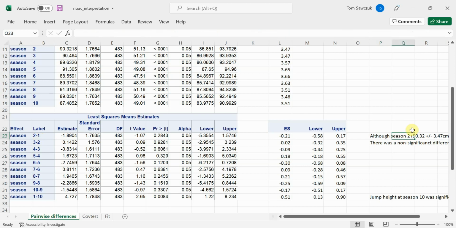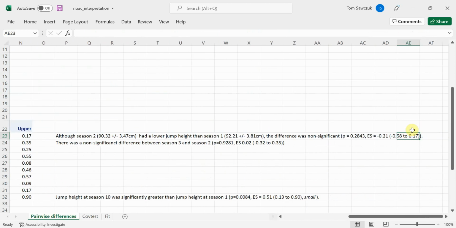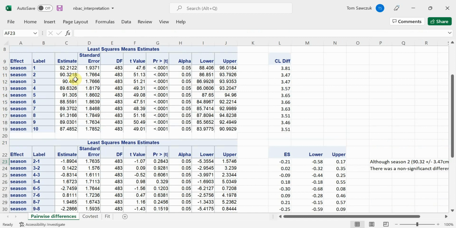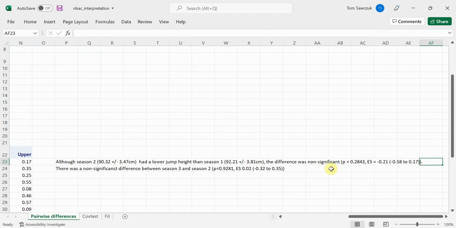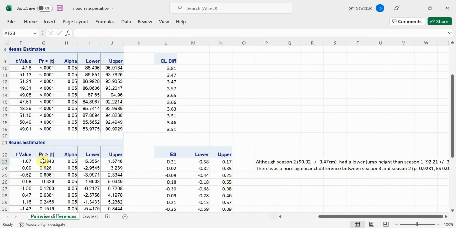Okay, so although season 2 had a lower jump height than season 1, and I've just taken these means from here. So you can see 90.3 plus or minus 3.7, and then 92.2 plus or minus 3.81. The difference was non-significant. So again, using this p-value here, we have a non-significant difference, and then give the effect size values for it. So even though we know that season 2 was less than season 1, it wasn't different enough for the difference to be considered significant.